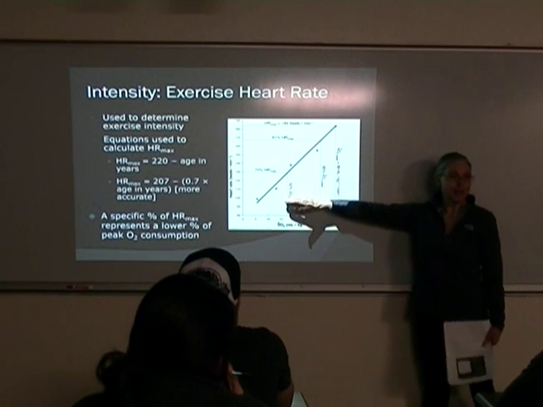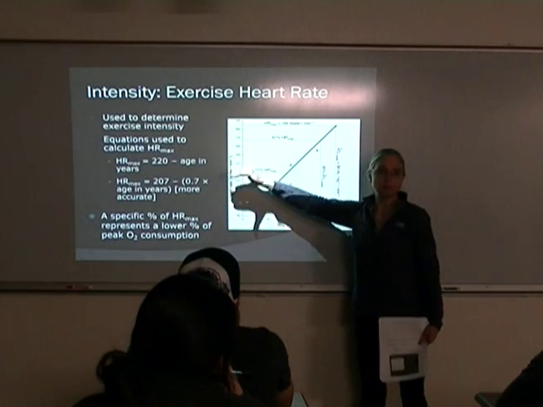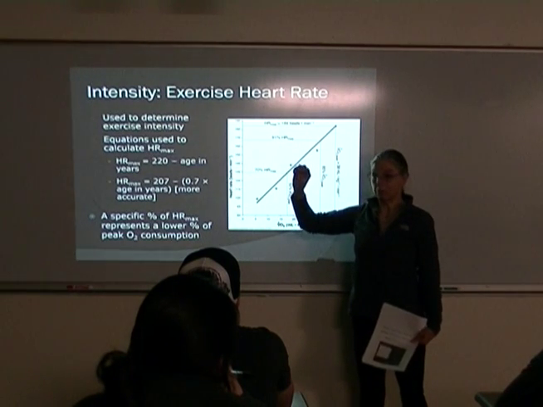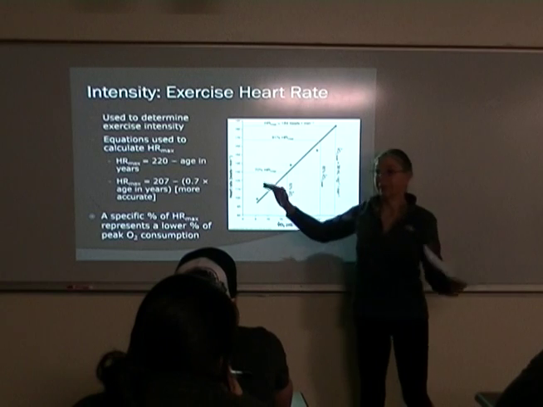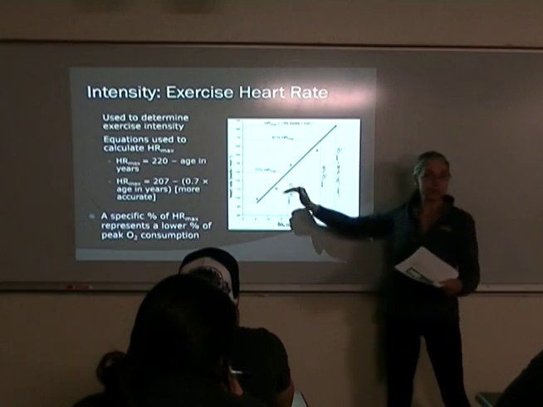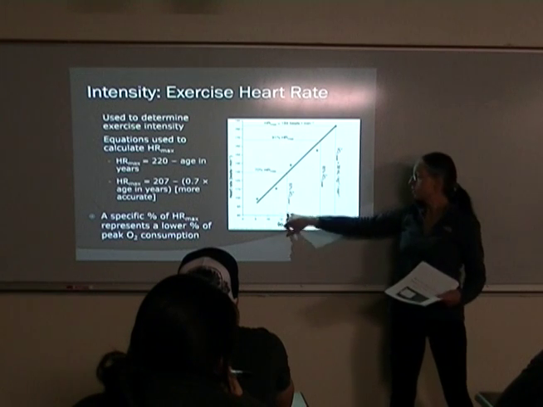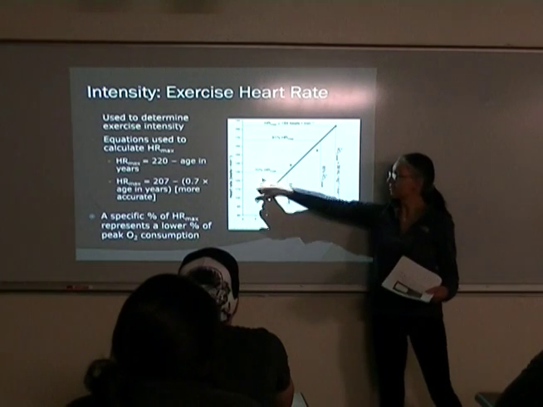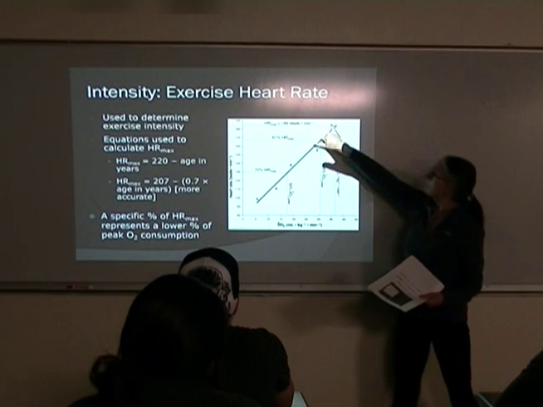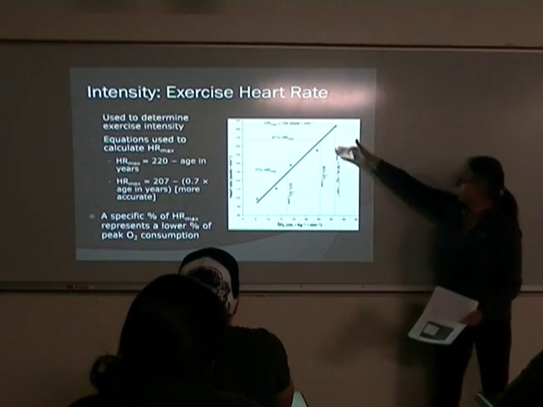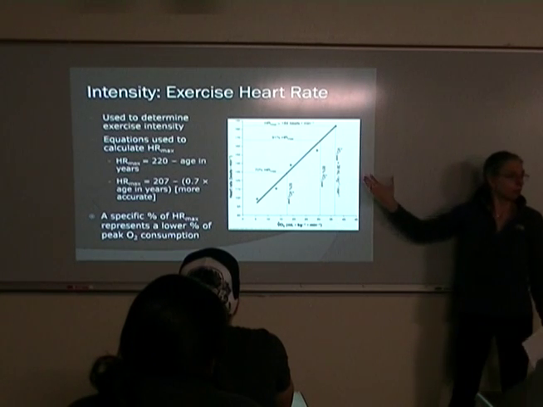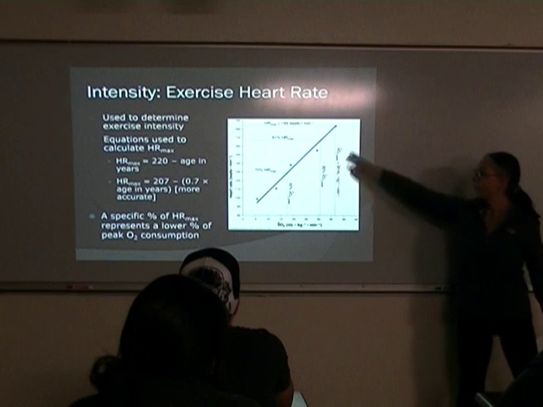50% VO2 max is not 50% of my max heart rate. And that's important to remember, all right? They're linear, but they're off kilter a little bit, right? So 50% VO2 is about 70% heart rate. Once I get up here, my max heart rate is my 100% VO2 max. But on the way up, they're different.